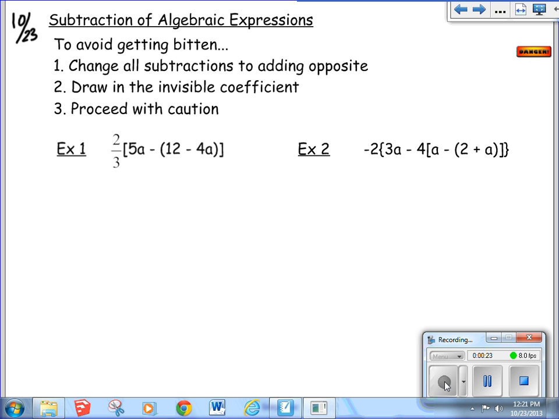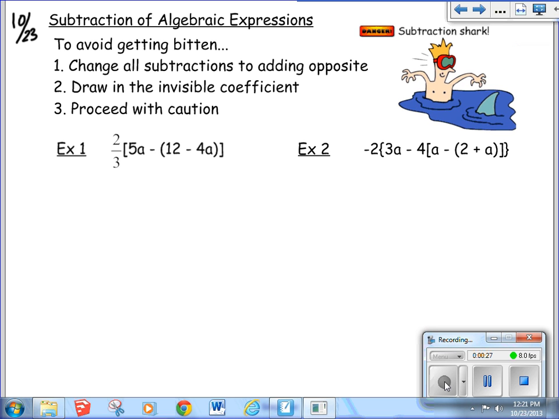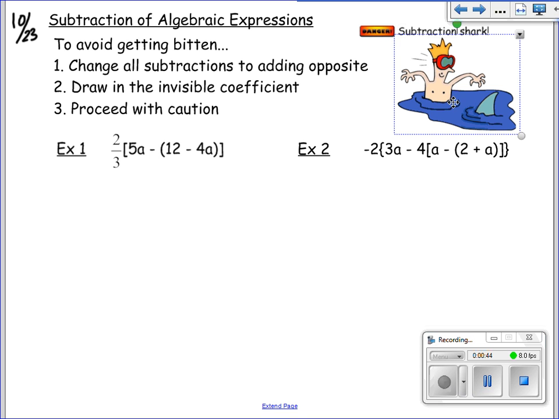Okay. All right, to avoid getting bitten. Bitten by what, you ask, Mrs. Doble? Bitten by the subtraction shark, I say. The subtraction shark? Yes. Subtraction signs are like sharks, not shikes, sharks, and they will bite you in the behind if you are not careful.